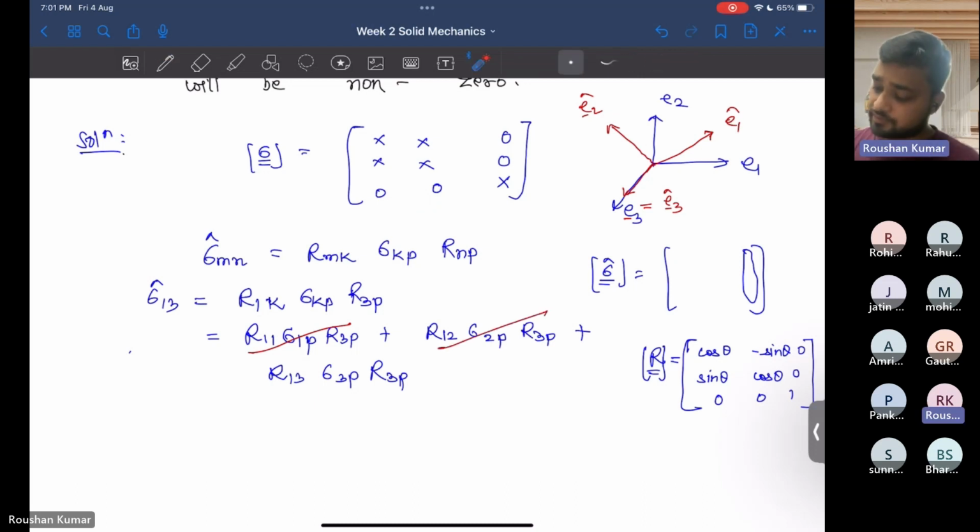And the last term, R3P. Here also R31 and R32 are 0 and R33 is 1, and sigma 33 has some value. But here R13, so what is R13? R13 is 0. For P equal to 3, R3P and sigma 3P will remain, but R13 is 0. So in this way, this term will also cancel out. That means sigma 13 hat is 0.